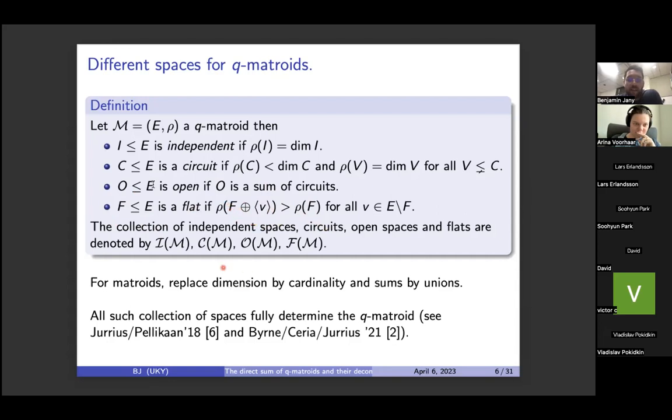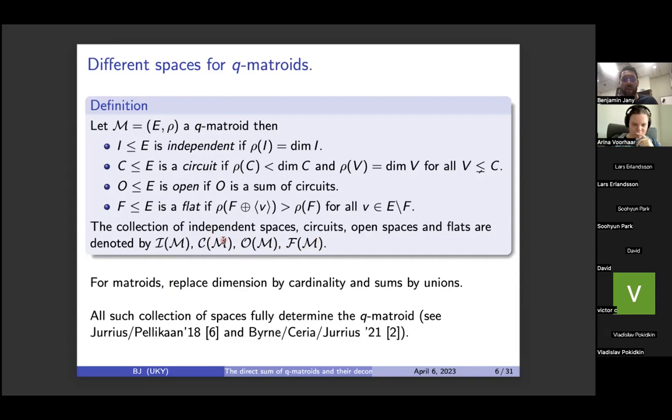And so one can see that these are really the direct analogues of definitions in classical matroid theory, where we just replaced cardinality by dimension, and sums and unions of sets by sums of spaces, right? And in fact, it turns out that just like for classical matroid theory, one can define cryptomorphisms, so equivalent ways to define q-matroids using collections of spaces.